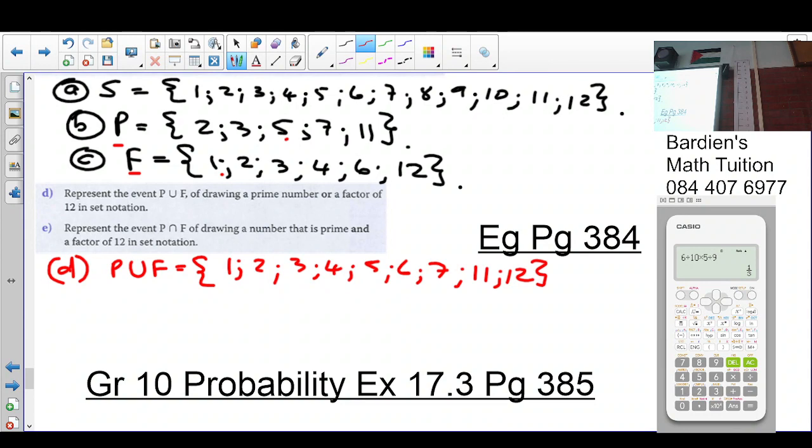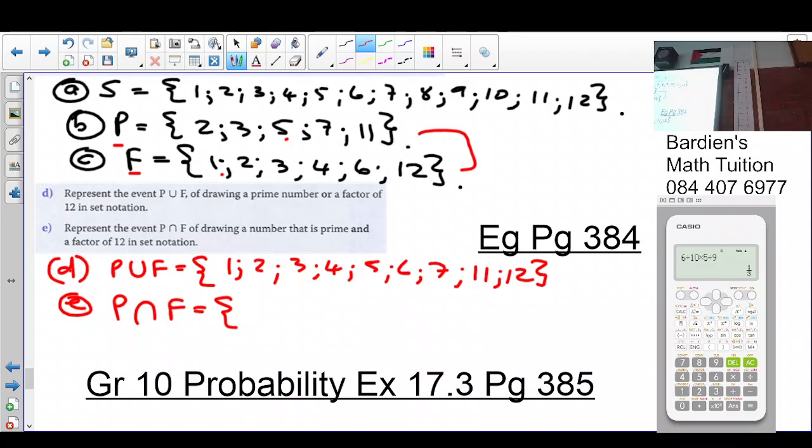As you can see, there's no 8 in these two sets. There's no 9, no 10. There is 11 and a 12. Okay, E. Represent the event P intersection F.